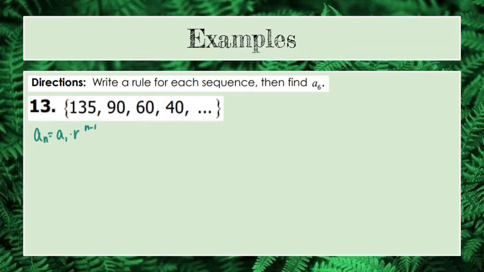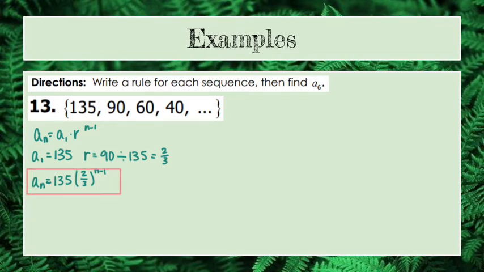All right, we'll do number 13 together as well. We are going to have A1 equal to 135. And R is equal to the second term divided by the first term, which in this case gives us a fraction, and that's okay. We are going to get R equal to 2/3. So we're going to write our formula: A_n equals 135, and we're just going to start using parentheses, times 2/3 to the n minus 1 power.